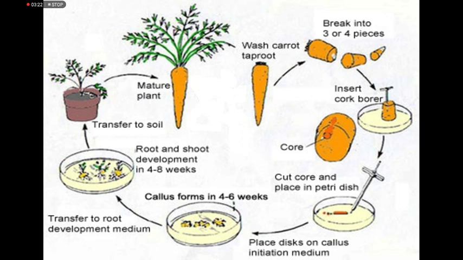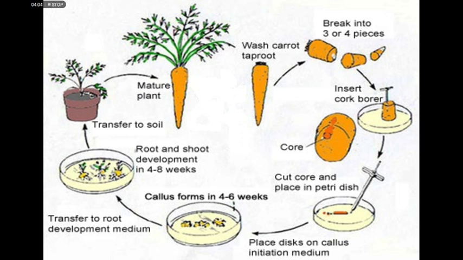Then primary hardening, secondary hardening, etc. are done to acclimatize these plantlets to the external field, so that from a single plant we can produce thousands of plants, and this technology is known as micropropagation. From a single cell itself many thousands of plants can be produced. That is why this technology gets the name tissue culture. Tissue means a group of cells, culture means cultivating the tissues. That is why the name tissue culture.